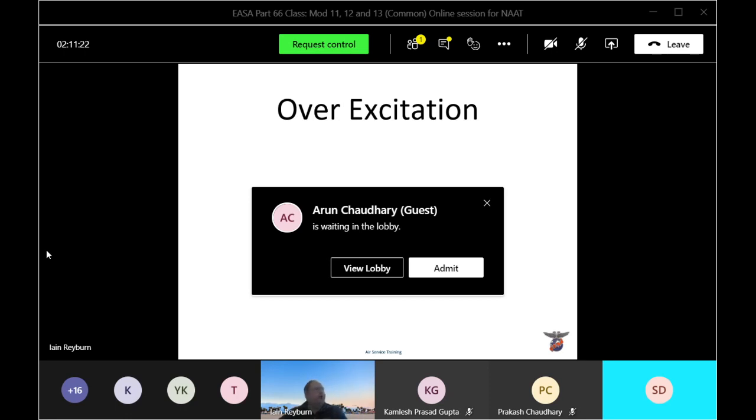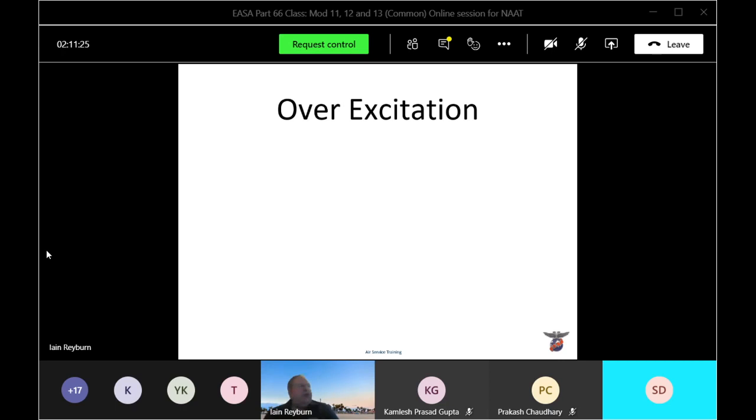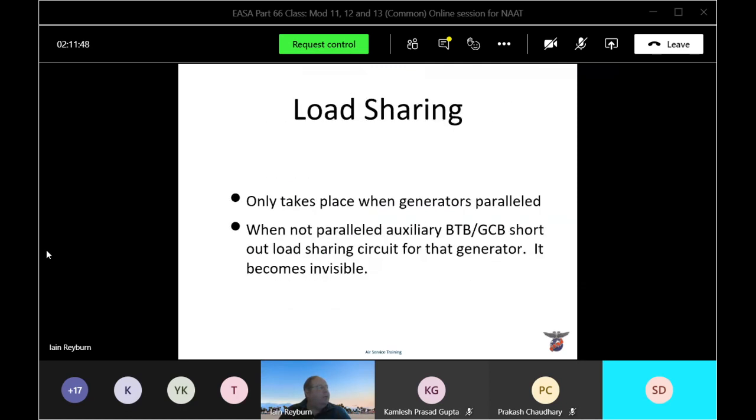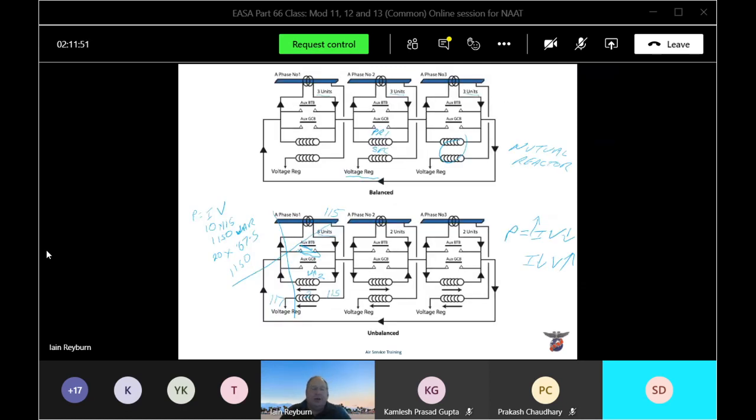The first fault we're going to talk about is overexcitation. Too much excitation voltage. And it's usually caused by a fault in the voltage regulator. If I get too much excitation, I'm going to produce too much reactive power. So it's usually caused by something wrong with the voltage regulator.